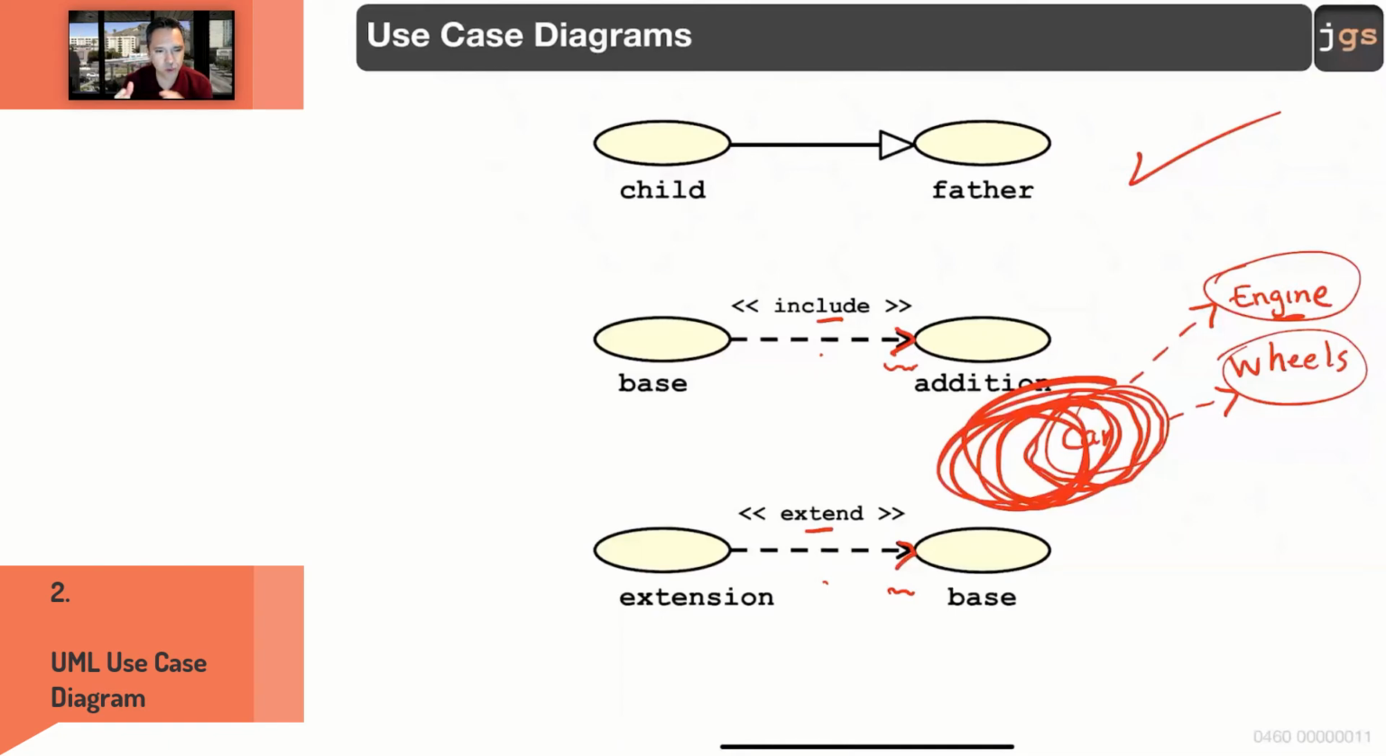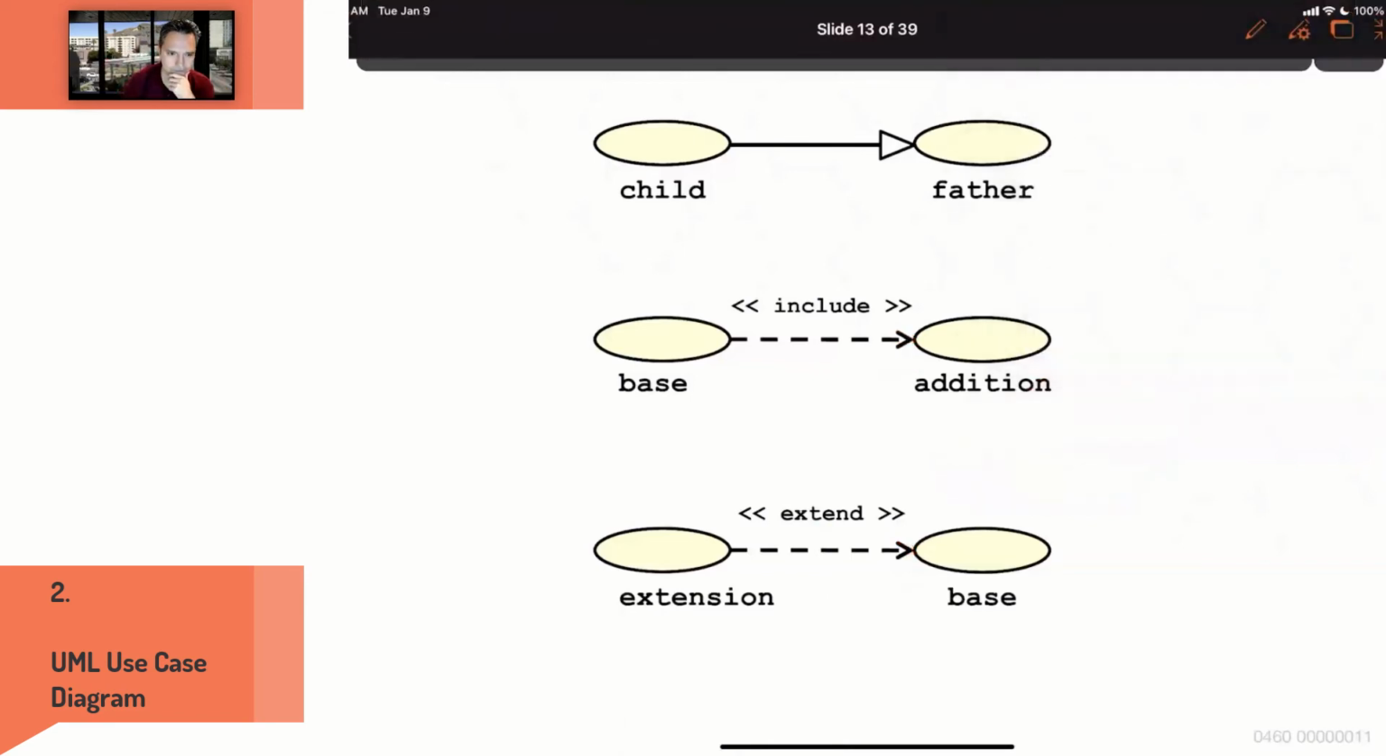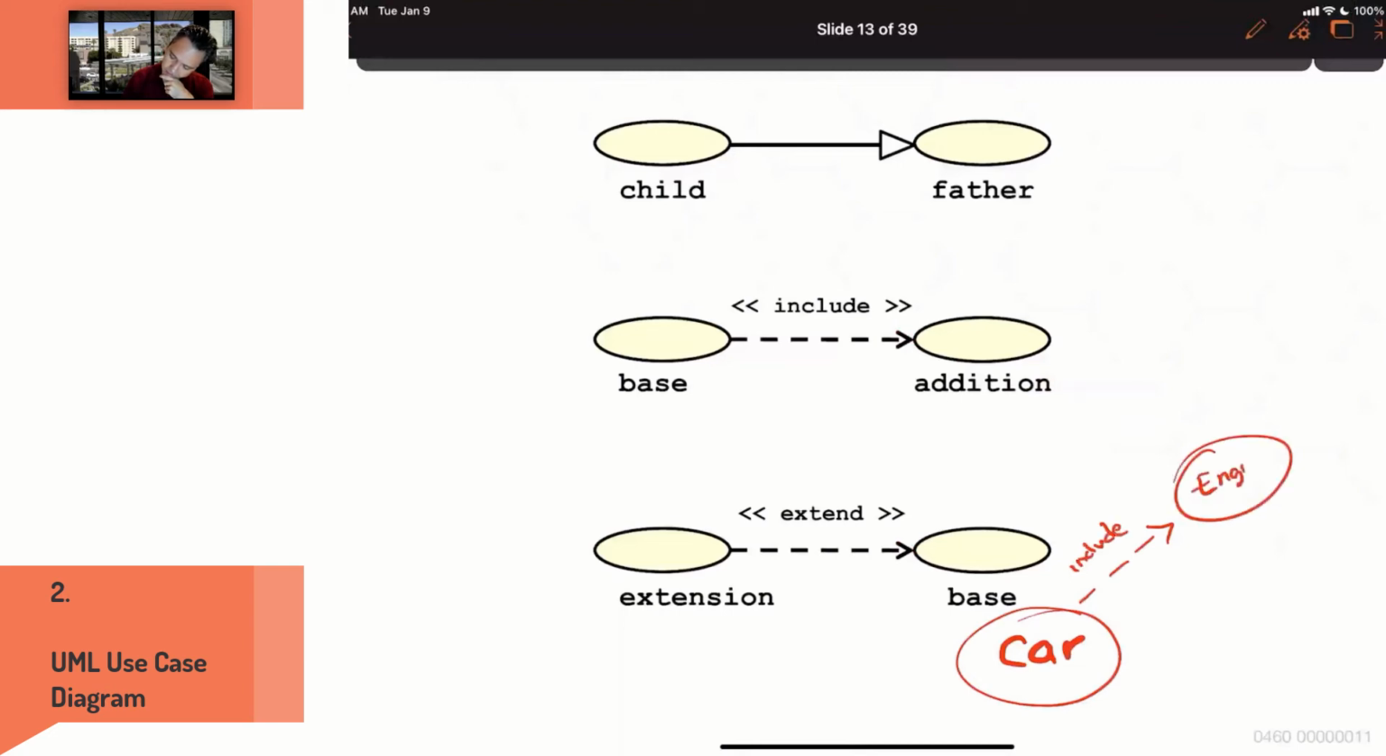Makes sense? I am going to show you examples, don't worry, but just remember the direction of the arrows and the meanings. Extension. Extension is the opposite. Extension is, you know what? I have a car. And the car includes the engine. So the engine is a small part, and that small part is inside of the car, that is the big part.